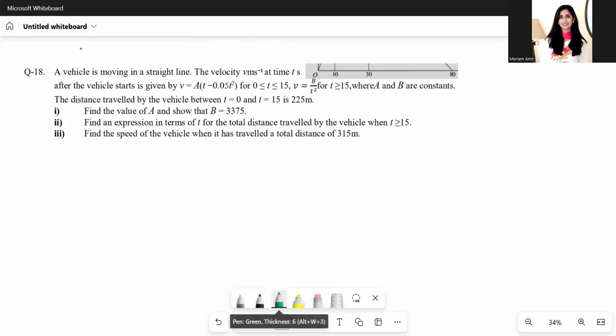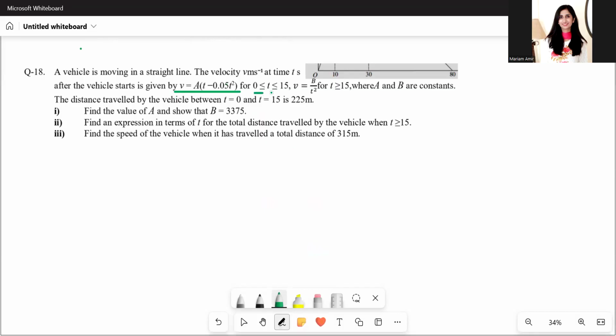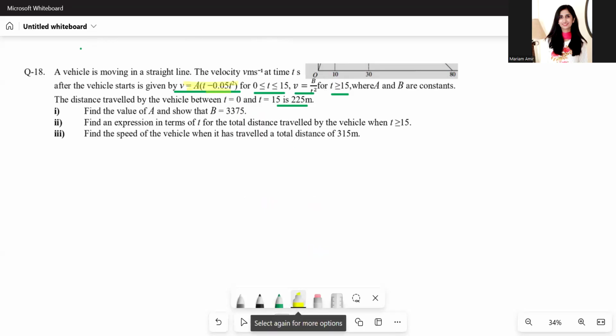A vehicle is moving in a straight line. The velocity v at time t seconds after the vehicle starts is given by this, where time is between 0 to 15, and v is given by this when time is greater than or equal to 15, where a and b are constants. The distance traveled by the vehicle between time t equals 0 and t equals 15 is this. Okay, so we are given the distance traveled for this time period.